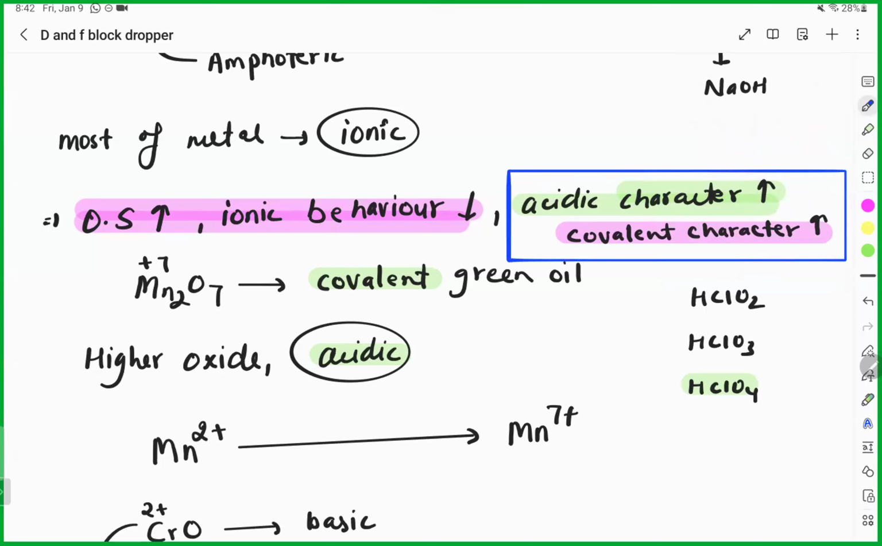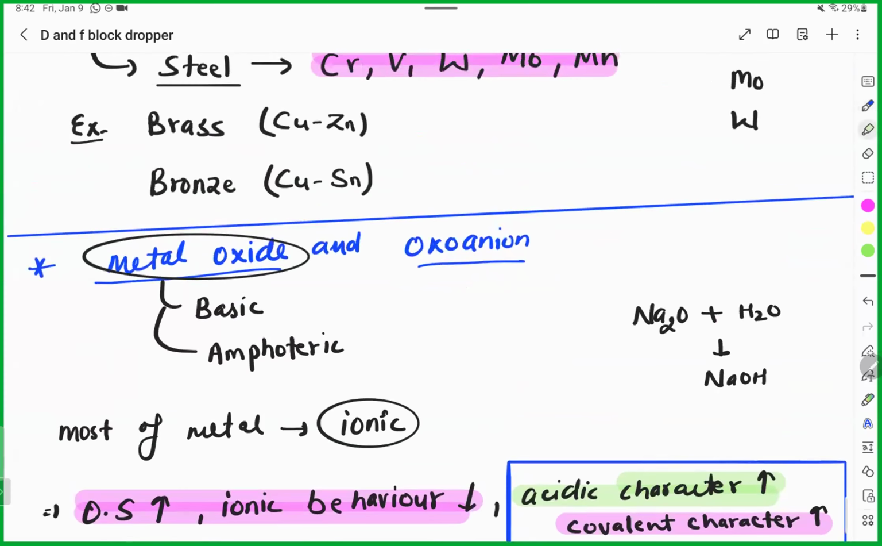Got it, guys? So this is the most important tool when you are going through it. Higher oxidation state, more acidic. And whenever you are doing acidic and basic, it is always comparison. And low oxidation state, then there will be basic nature, because usually metal oxide should be basic. Usually it should be basic, but it depends upon the metal nature. That's the most important thing.